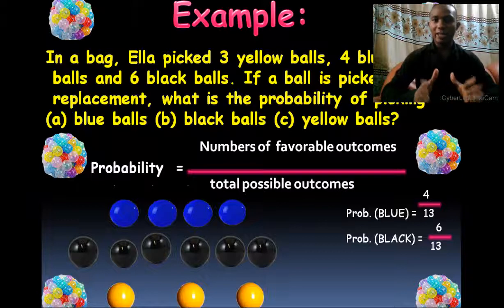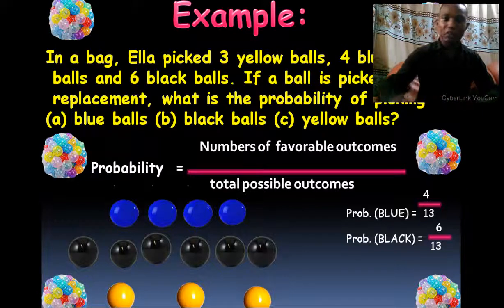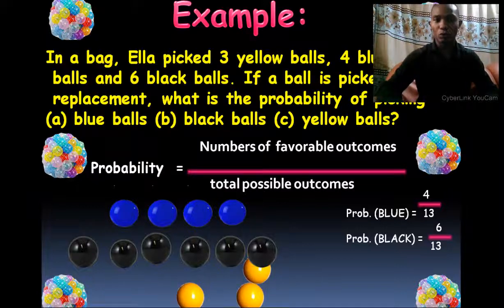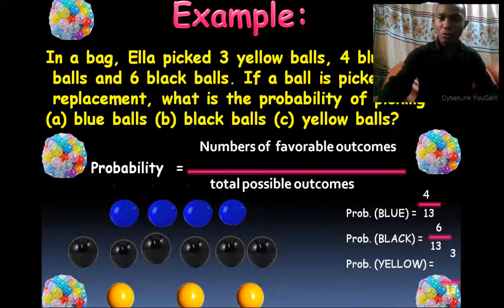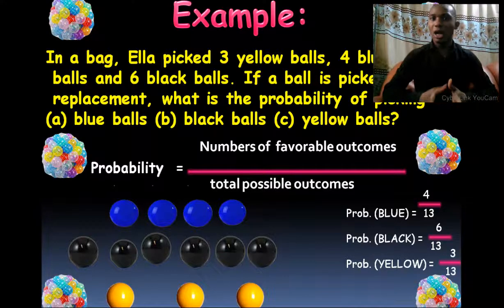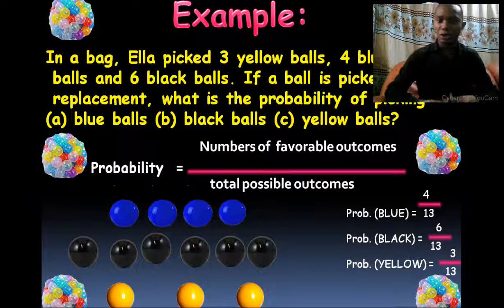Good. Now let's move on to the third one, which is, what's the probability of picking yellow balls? We have 1 yellow ball picked and returned, the second yellow picked and returned, and the last one was picked and returned. Then the probability of picking yellow balls is equal to 3/13. Then that's actually quite clear. If you think you still do not understand, I'll need you to replay the video to get more understanding.